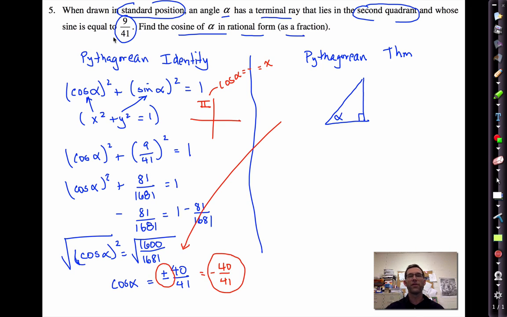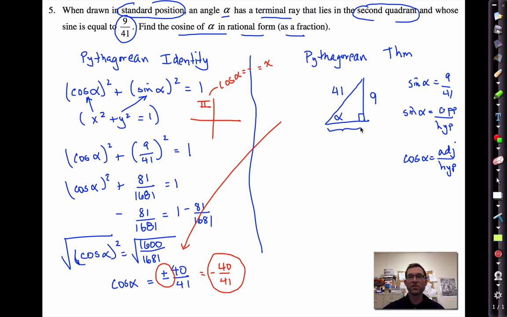I know the sine of alpha, right? I know sine of alpha is 9 divided by 41. But I also know from right triangle trigonometry that the sine is the opposite divided by the hypotenuse. So that would be 9, and this would be 41. I'm looking for cosine of alpha, which will have to be adjacent divided by hypotenuse.